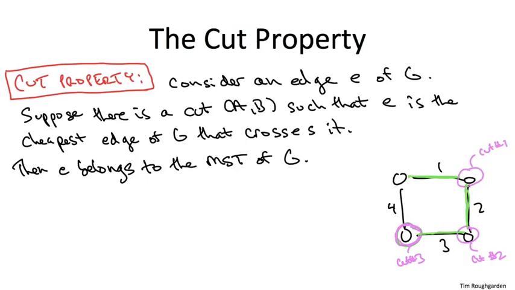Now, a quick side note. Some of you might be wondering about what I wrote in the conclusion of the cut property. I said "the MST of G." That would seem to indicate that the minimum spanning tree is unique. So that deserves a quick comment.